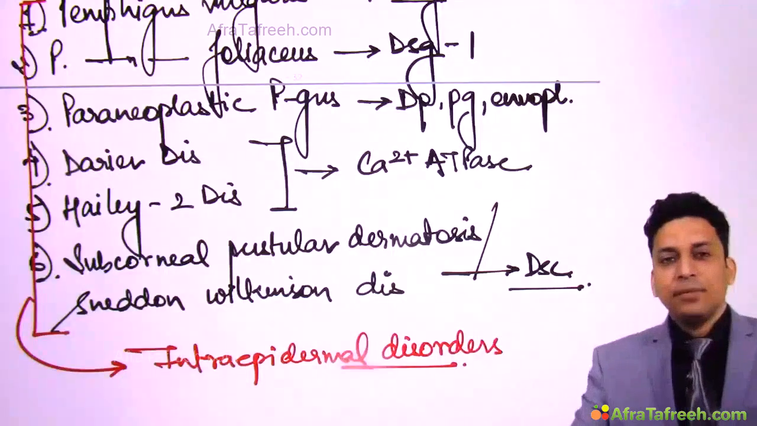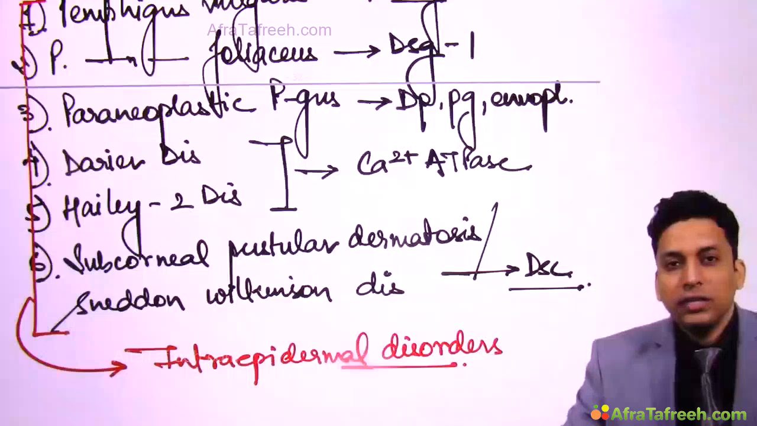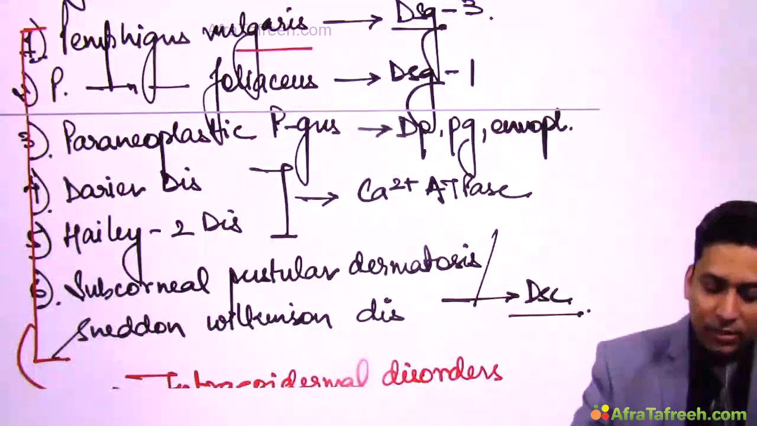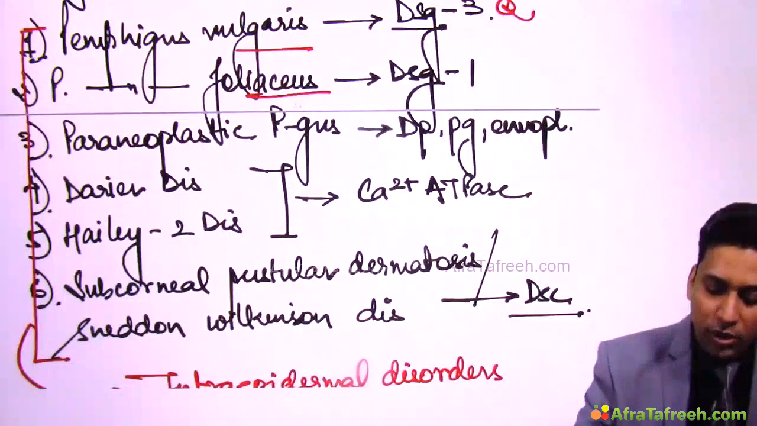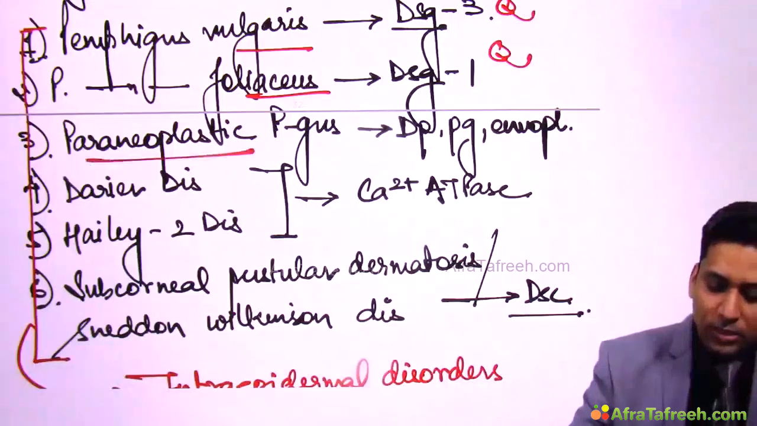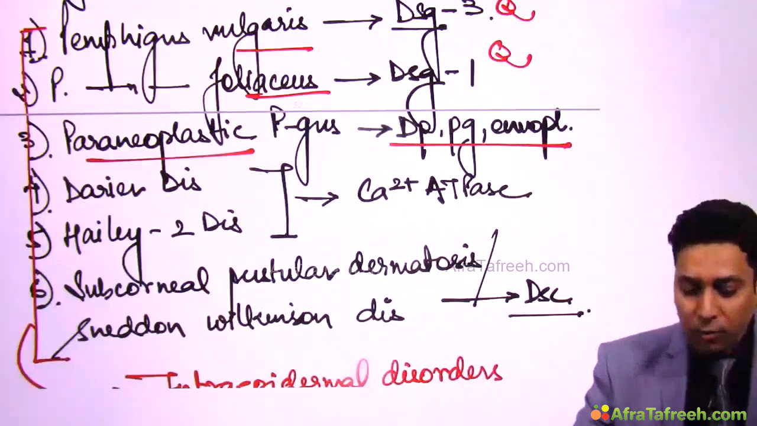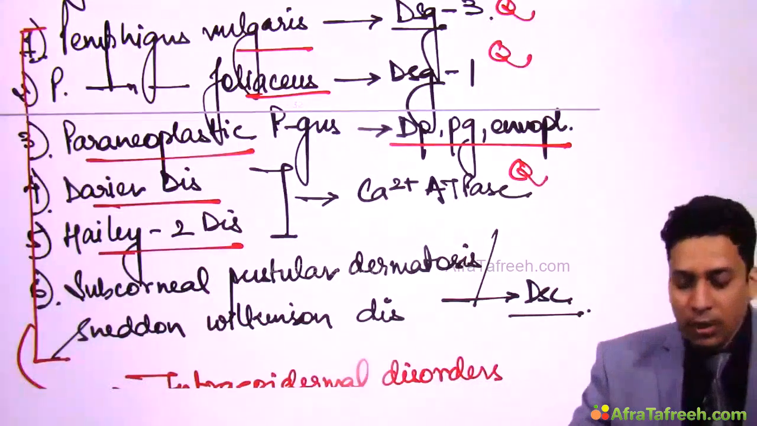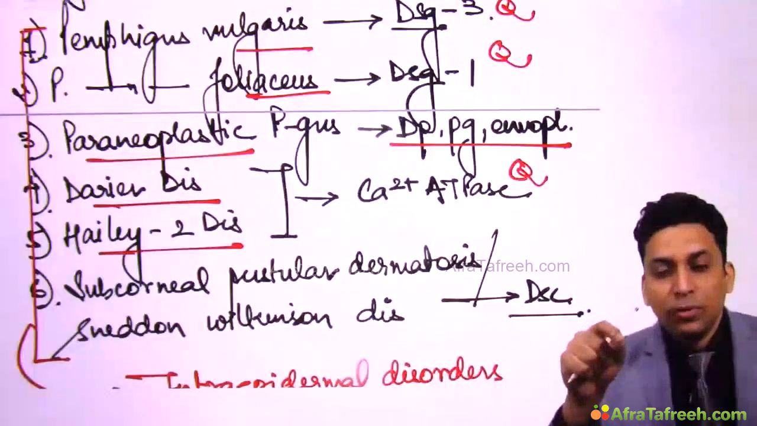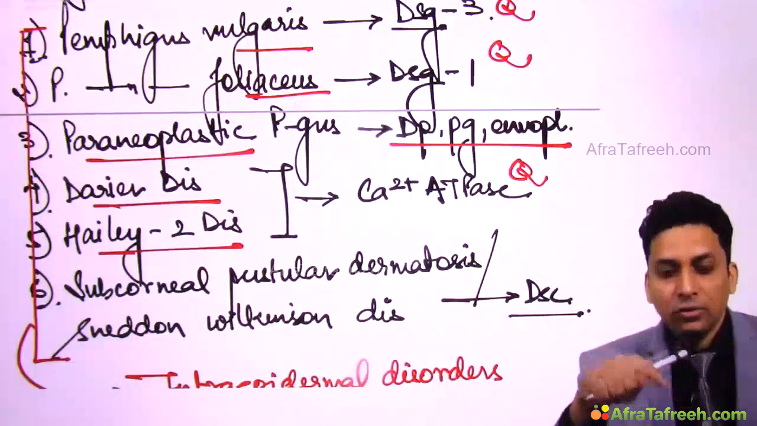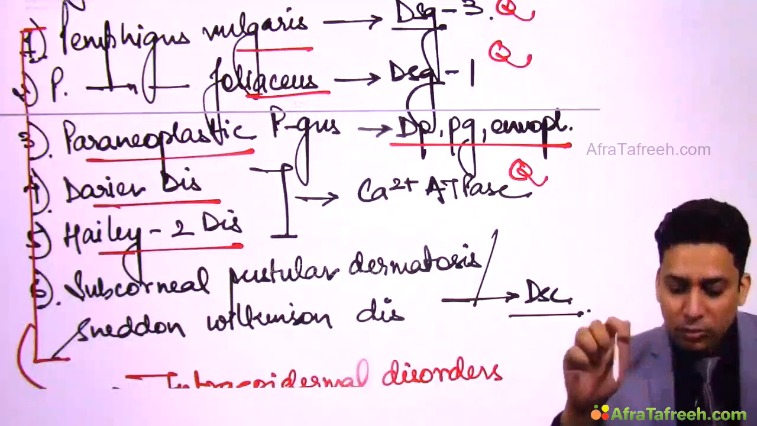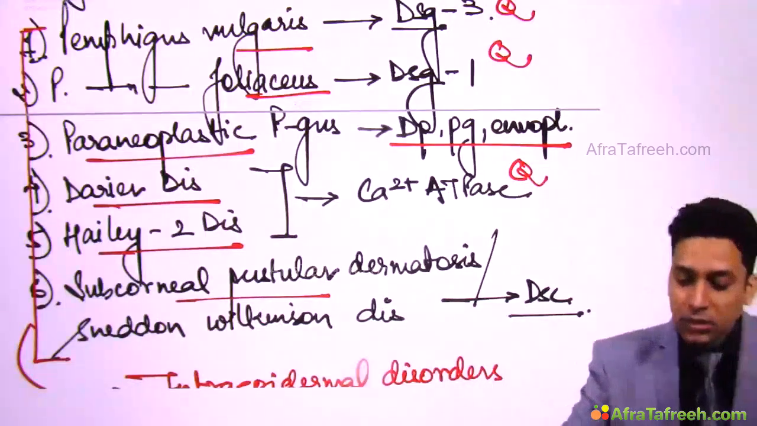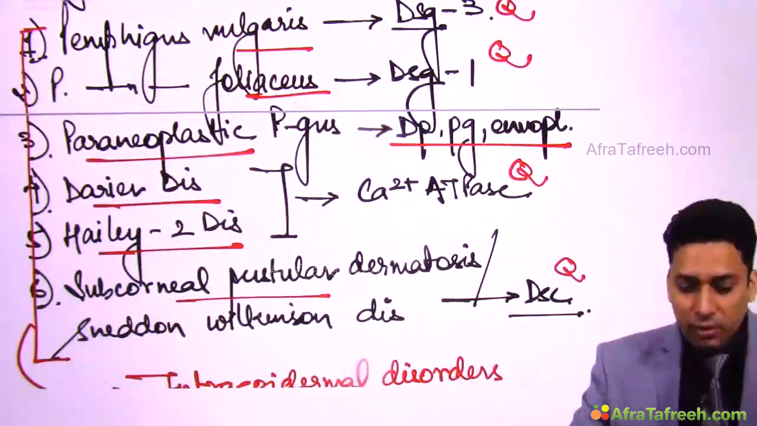So these are various examples of acantholysis. We have also written the defects which are seen. These defects are also important: in vulgaris mainly desmoglein 3 is involved, in foliaceus desmoglein 1 is involved, in paraneoplastic desmoplakin, plakoglobin, envoplakin are involved, in Darier disease and Hailey-Hailey disease calcium ATPase is involved, because I told you that desmosomal proteins are calcium dependent adhesion molecules. So when calcium ATPase is involved, again the desmosomal proteins get defective, and in this rare disorder, subcorneal pustular dermatosis, desmocollin is involved.